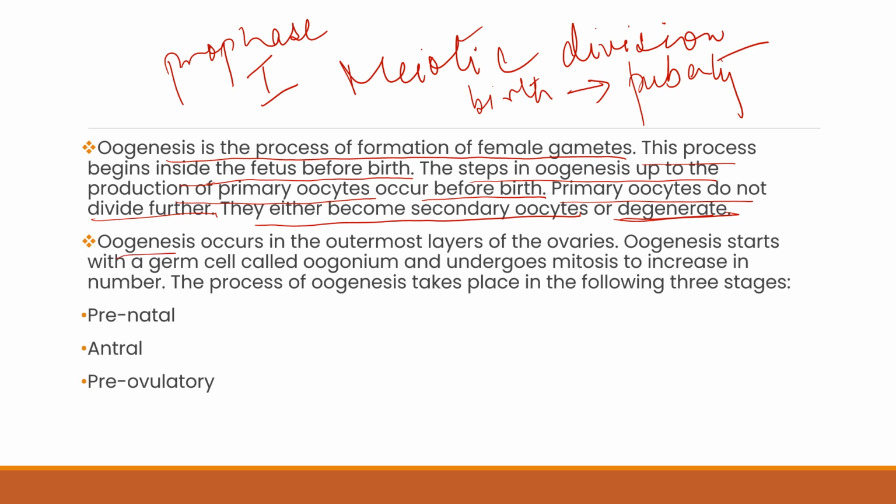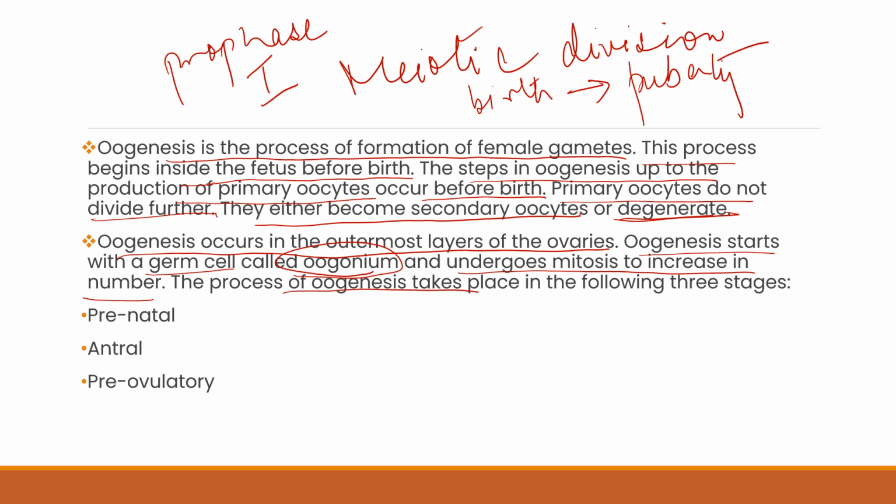Now, oogenesis occurs in the outermost layer of the ovaries. What is the place of occurrence of oogenesis? It is the outermost layers of the ovaries, and oogenesis starts with a germ cell called the oogonium, which undergoes mitosis to increase in number and divide into more oogonia.